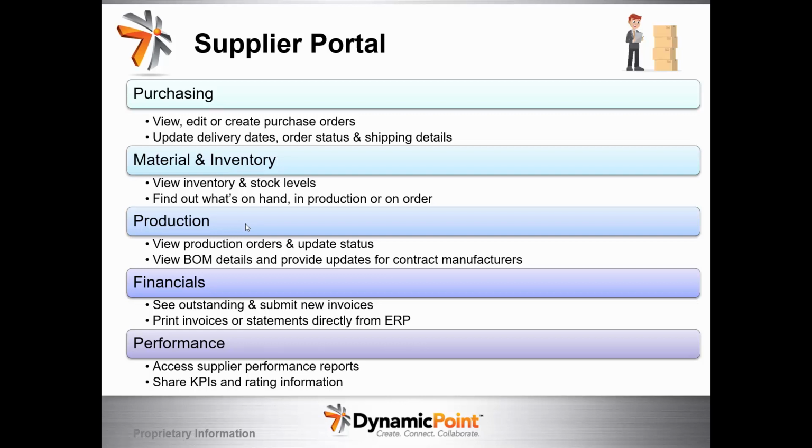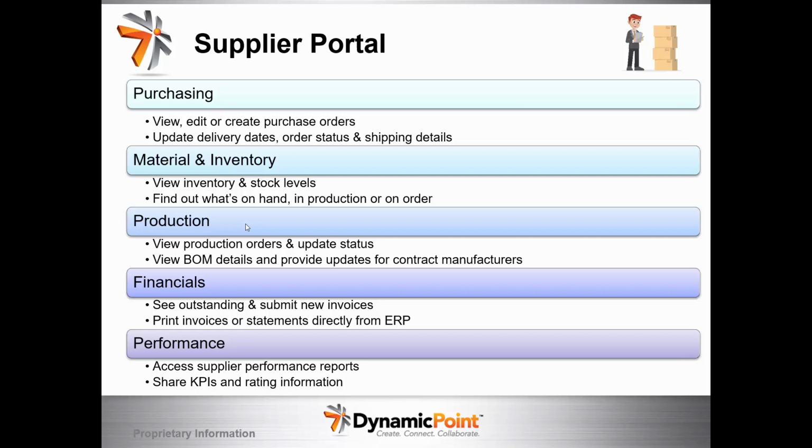Purchasing, view, edit, or create purchase order. Update delivery dates so you know when items are coming back to you and when you could expect them. Again, material and inventory, view inventory, what's on hand. Maybe I have suppliers involved in the replenishment of what I need and they could monitor it and go ahead and replenish that when it's required.